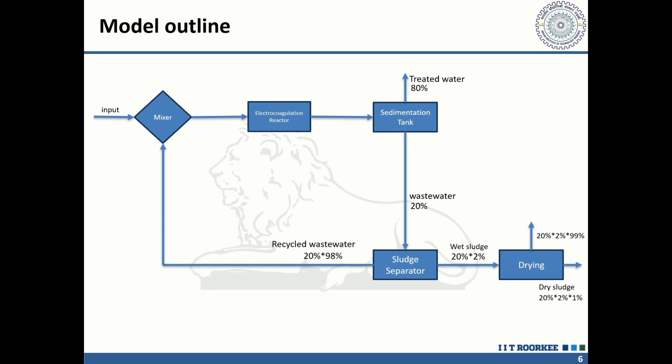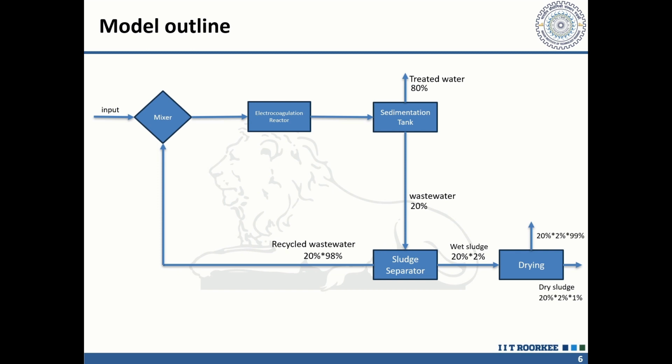First, we mix groundwater and sewage water with recycled wastewater in the mixer, and then the wastewater goes to the electrocoagulation reactor. We use a borosilicate glass container with aluminum cathode and anode, and we apply electricity. This process removes harmful metals from the wastewater. In the sedimentation tank, we keep the water for 4 hours, and almost 80% of the water is treated, and the remaining 20% of wastewater is sent to the sludge separator.